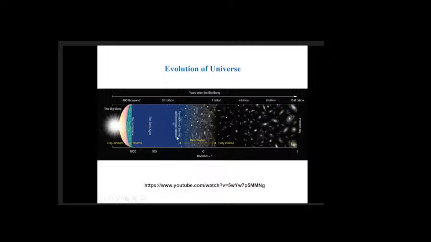Now the hydrogen became ionized, and galaxies and stars started to form, and the universe started to look like the present universe. So galaxies were formed, right? And then another significant event happened after that. That was the dark energy dominated universe. And that was the time when the universe was only 6 to 7 billion years old.